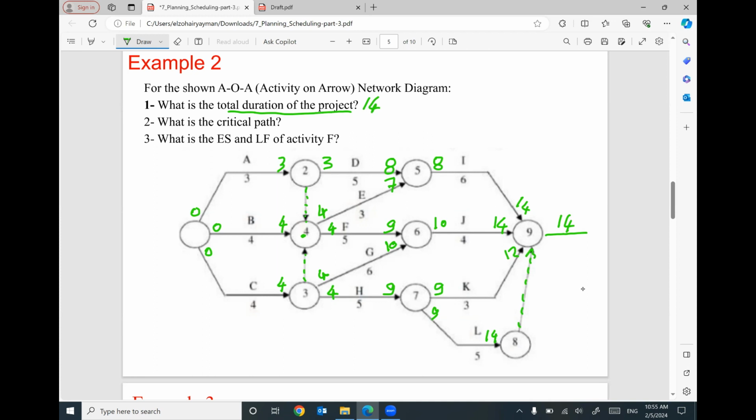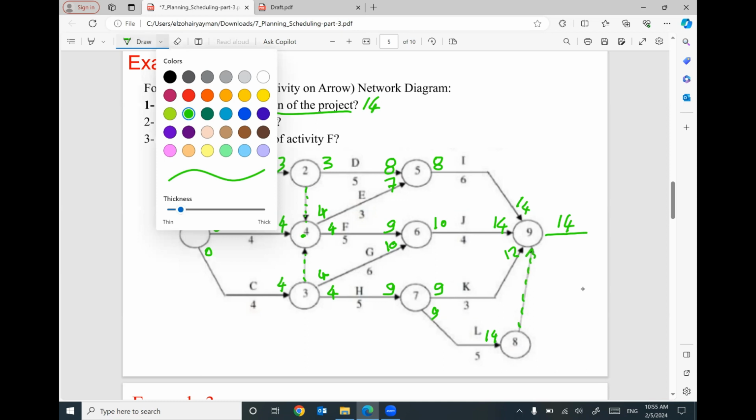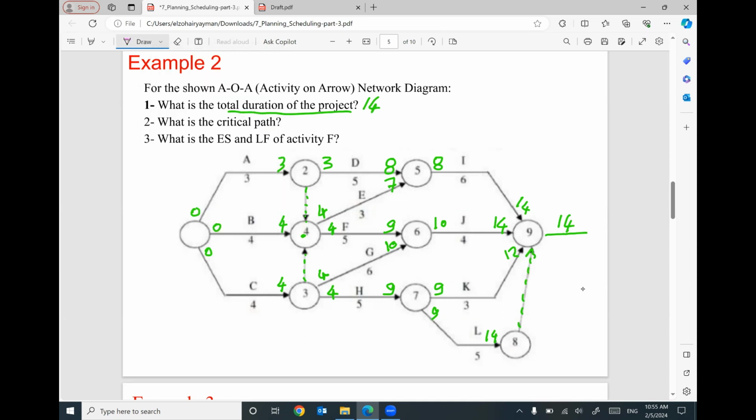So I am done with the forward network. Let's do the backward pass. The late finish for the end activities I, J, K, L will be 14. This is the late finish.